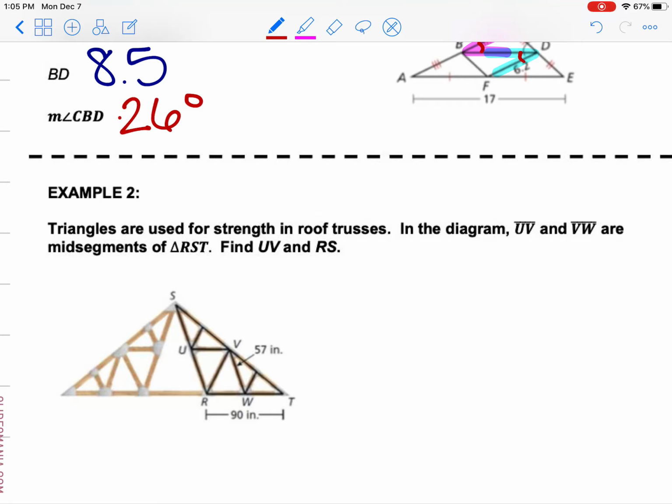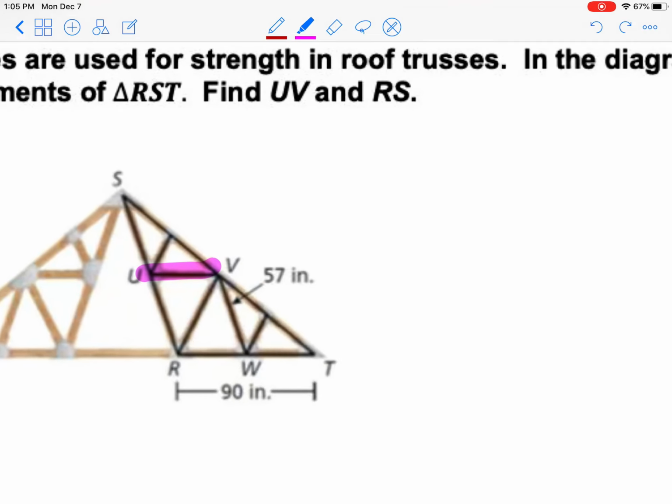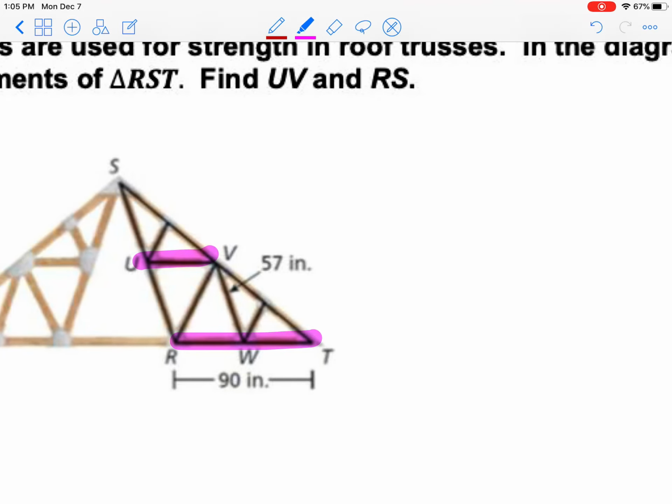The last one here, we have some triangles used to strengthen some roof trusses. And we know that UV and VW are midsegments. So they want us to find some lengths here. They want us to find the length of UV, so that midsegment here, and they want us to find the length of RS, that whole part here. So let's start with UV. We know UV is going to be parallel here to RT, and RT has a length of 90. So if we cut 90 in half, we know that UV is 45.